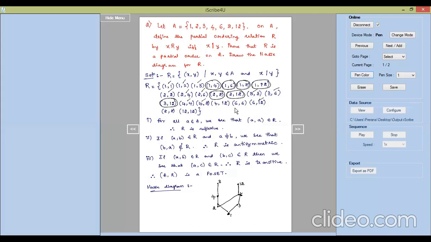Next we have 4 comma 12. 4 comma 12 I have to draw an edge because nowhere it is linked. We are not coming downward. 4 to 2, 2 to 6, 6 to 12 you cannot say. We will not consider any of the edges of the Hasse diagram from top to bottom. So I cannot come down from 4 to 2. So 4 to 12 I have to draw an edge.